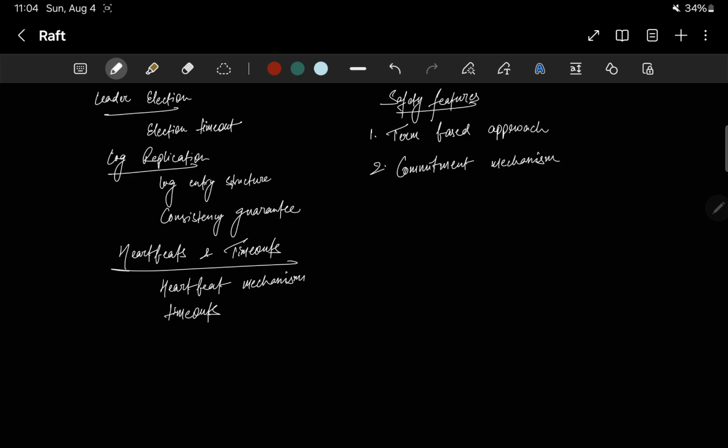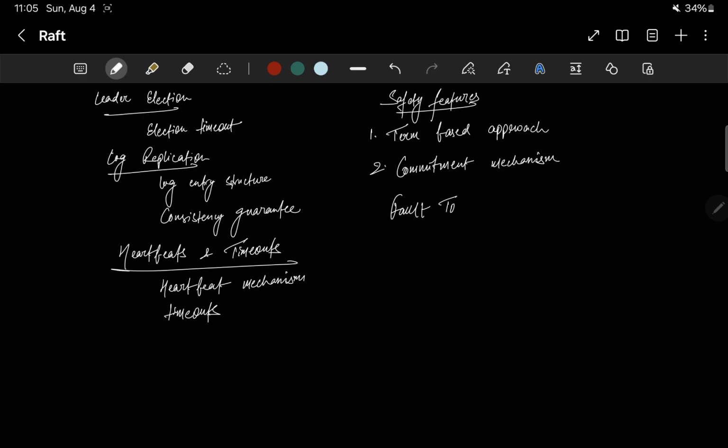Raft ensures that a log entry is committed only if it has been replicated on a majority of nodes. This ensures that the committed log entries are durable and will not be lost even if a minority of nodes fail. Now let's talk about the fault tolerance.